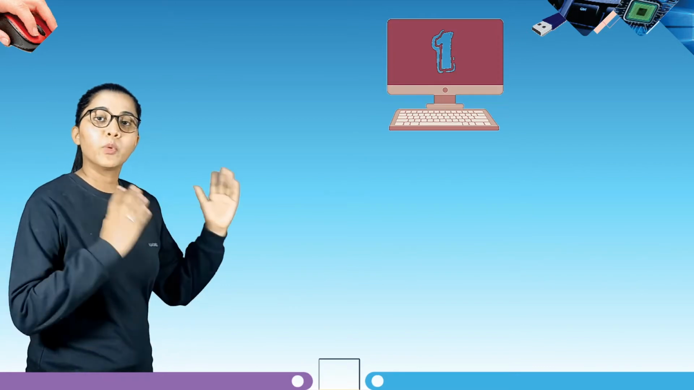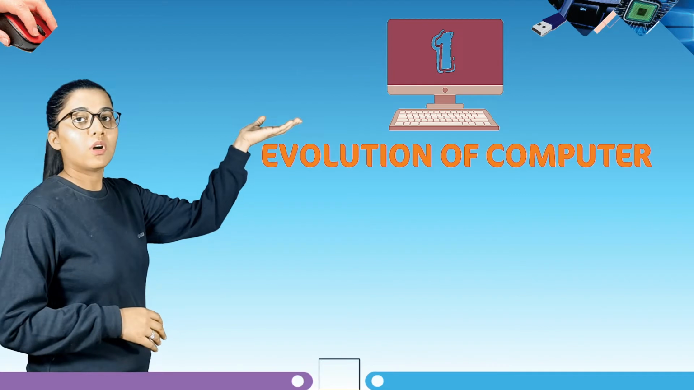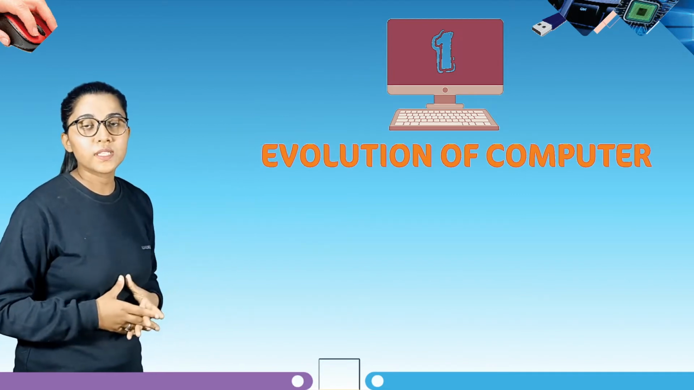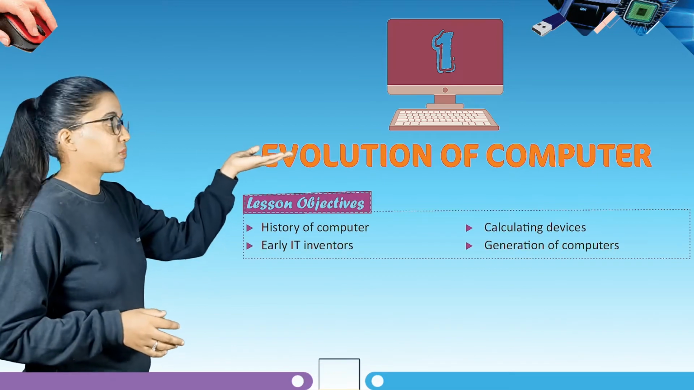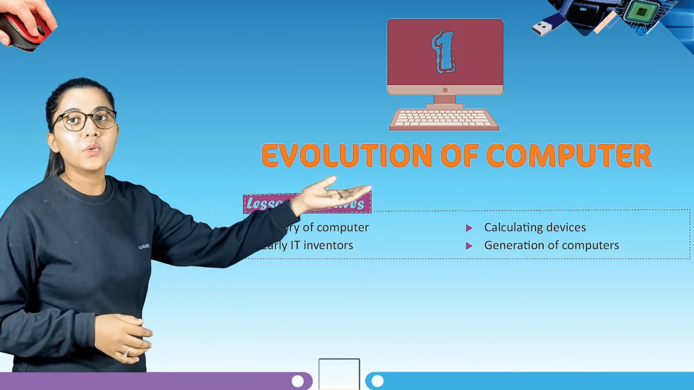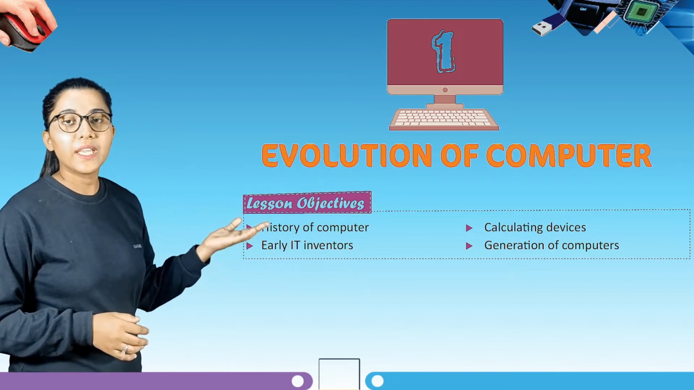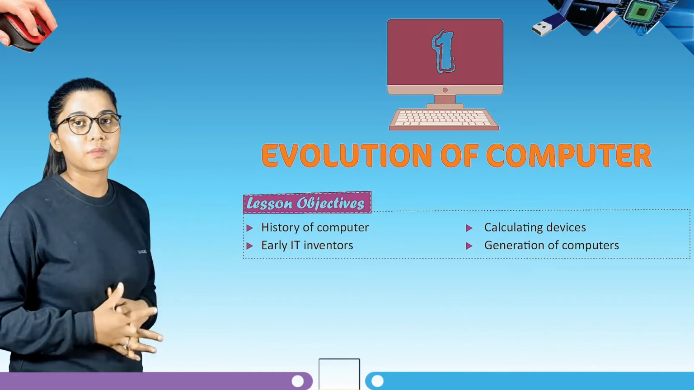Today we are going to start our first chapter of your computer book. The name of our chapter is Evolution of Computer. So students, before we start our chapter, we have some lesson objectives, that is history of computer, calculating devices, early IT inventors and generation of computers.